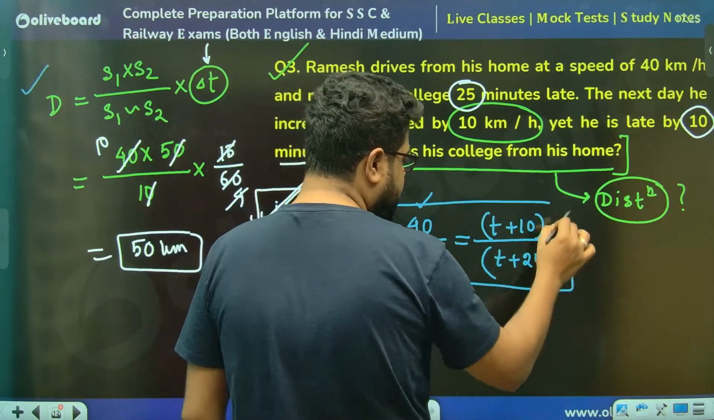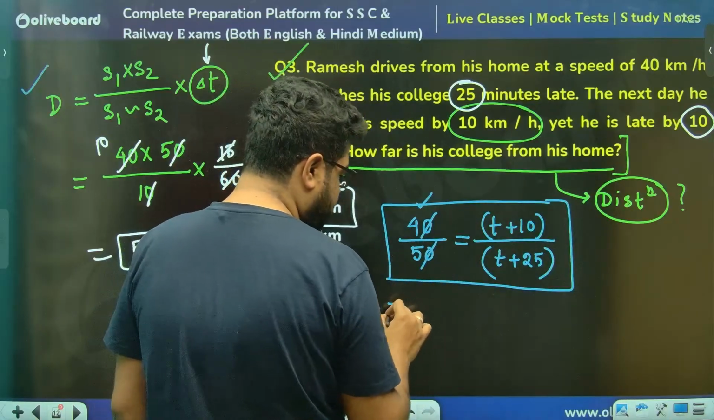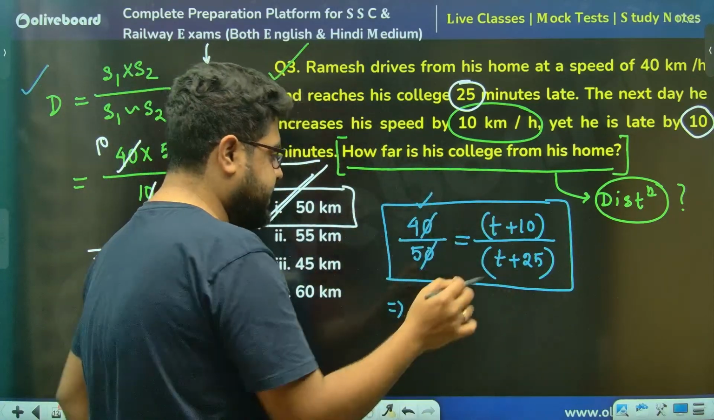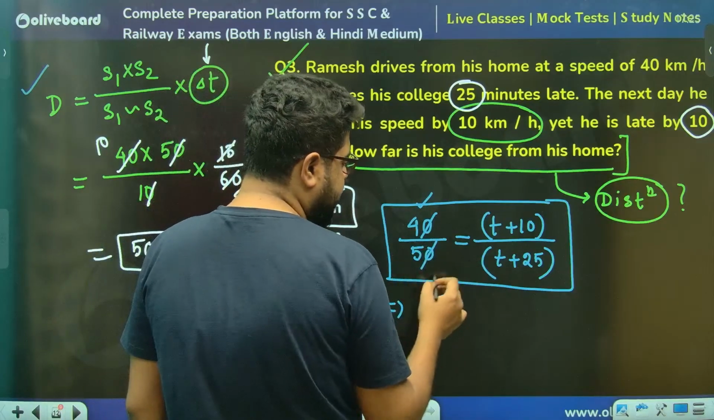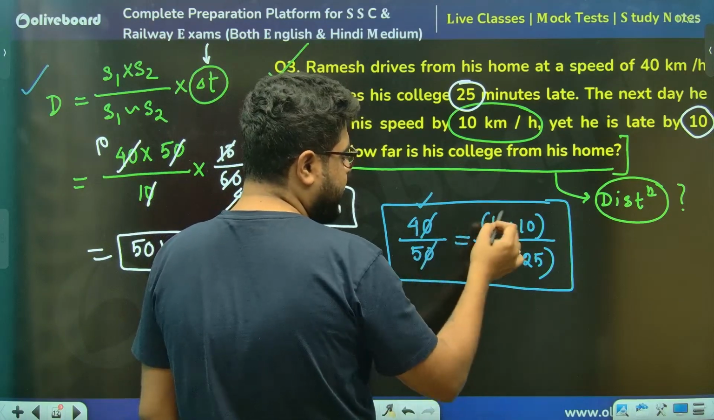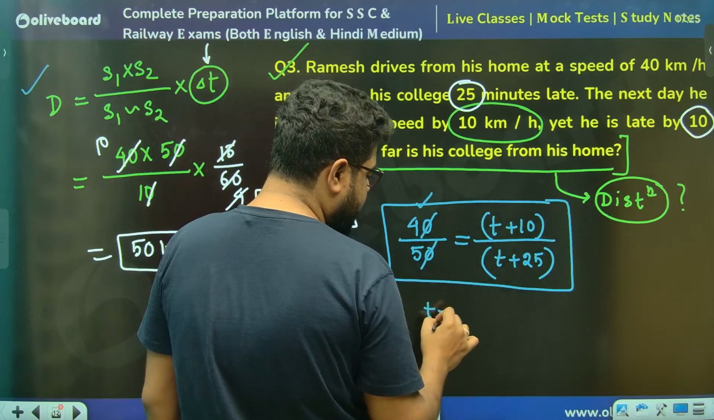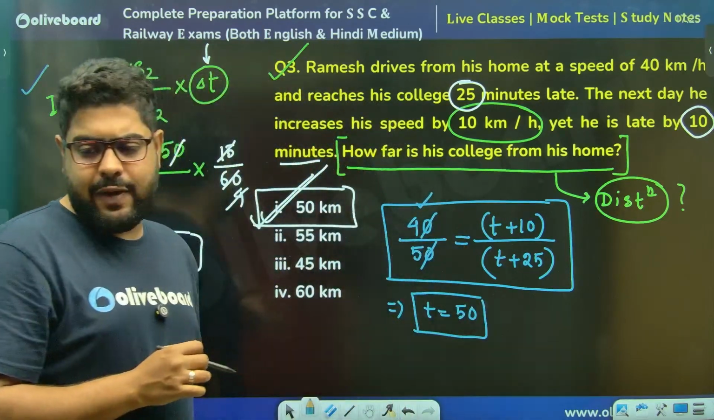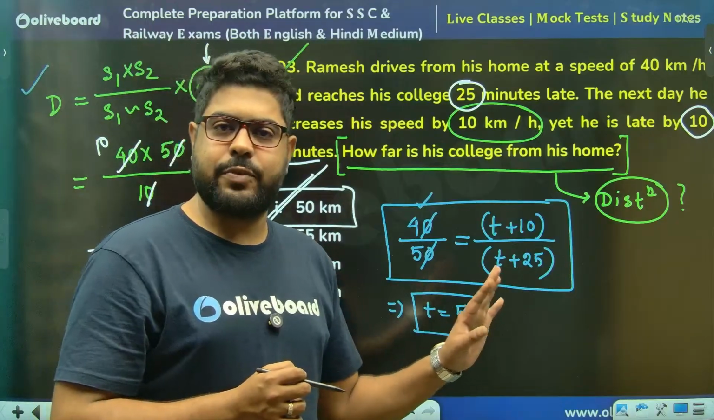So from there you can figure out the time. You see the problem. You cannot find the distance. You find time, then you go for distance. If you multiply, 4t plus 100 equal to 5t plus 50. So t equal to 50, sir, if you can calculate a little fast. T is 50, sir. Done.